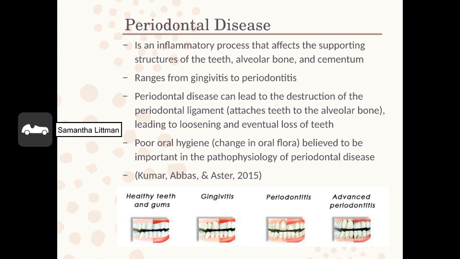Periodontal disease is an inflammatory process that affects the supporting structures of the teeth, alveolar bone, and cementum. It ranges from gingivitis to periodontitis. Periodontal disease can lead to the destruction of the periodontal ligament, which attaches teeth to the alveolar bone, and leads to loosening and eventual loss of teeth. Poor oral hygiene, which changes the oral flora in the mouth, is believed to be important in the pathophysiology of periodontal disease.